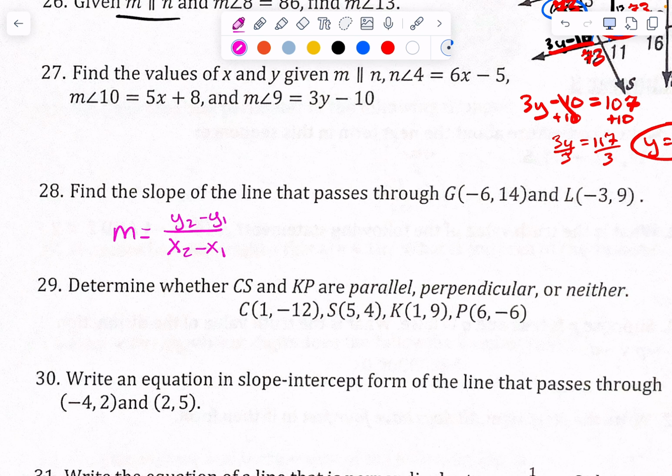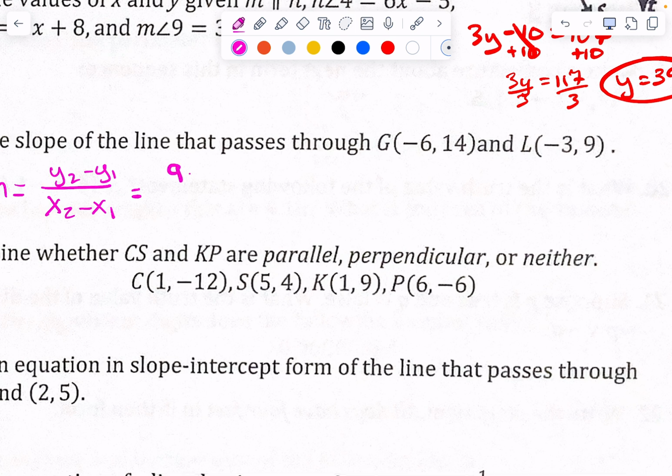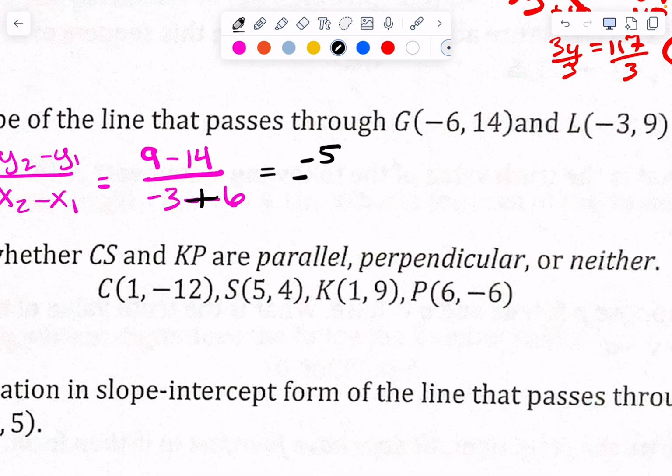Okay, y2 minus y1 over x2 minus x1. What's your y2 in this case? 9 minus 14 over negative 3 minus a negative 6. Negative 3 minus a negative 6 is negative 3 plus 6. All right, what's 9 minus 14? Negative 5 over 3.